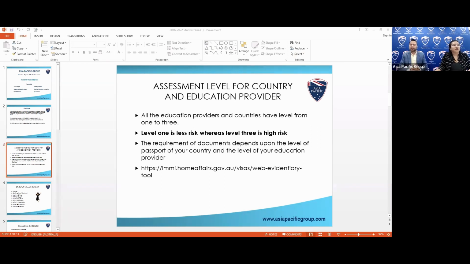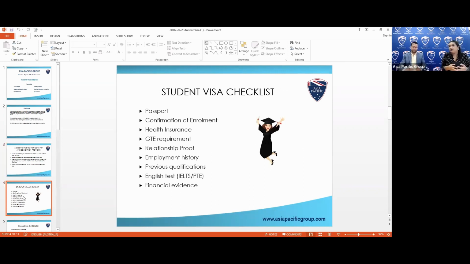Okay. The next thing we'll talk about is the basic requirements. Definitely there must be a lot of document requirements, but if we just talk about the very basics, what are the basic documents I need if I want to start my student visa process?